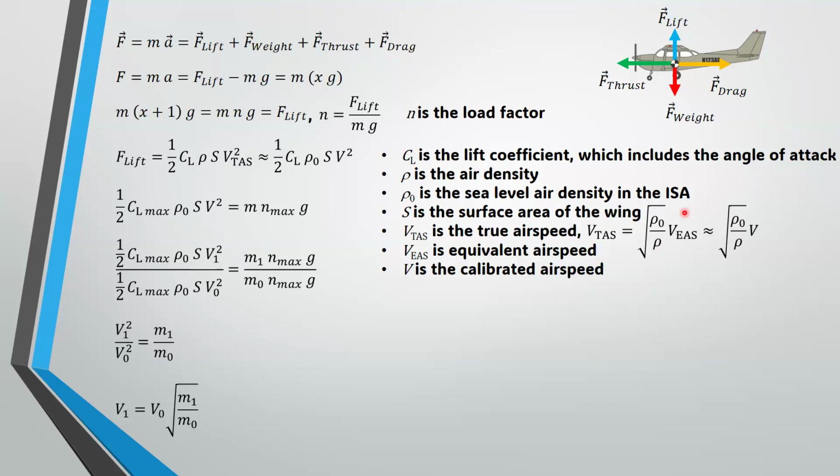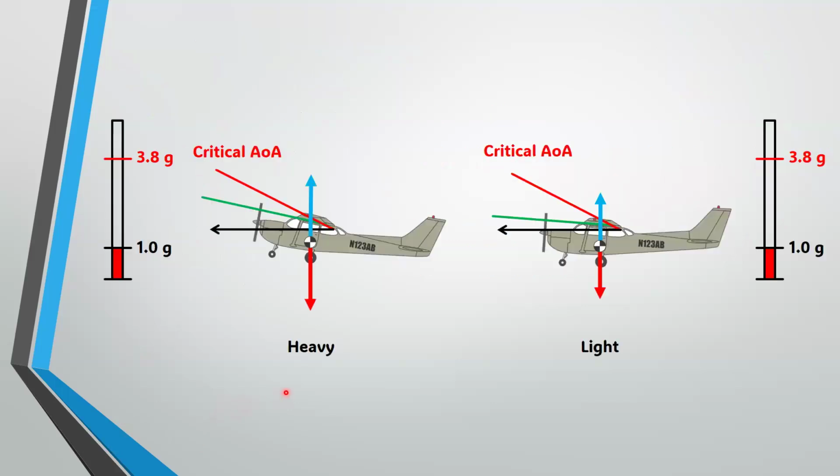And equivalent airspeed is the calibrated airspeed adjusted for the compressibility of the air. And at the Mach numbers that we fly, the equivalent airspeed is pretty much equal to the calibrated airspeed. So in the end, if we do all the math, then we will get the formula that I have shown already. So now let's look at why a heavy airplane has a higher maneuvering speed.